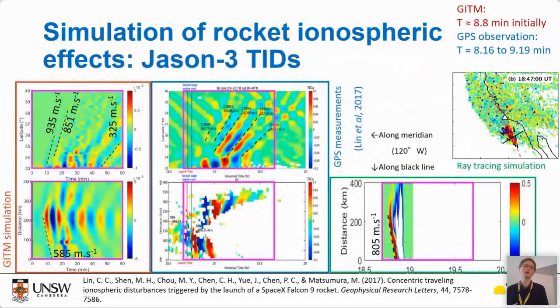A comparison of the ray tracing model, GITM and GPS measurements is shown on this slide. We see that the qualitative aspects of the rocket traveling ionospheric disturbances are reproduced. You have initial high-speed acoustic waves causing the disturbances, followed by circular traveling ionospheric disturbances at decreasing phase velocities.